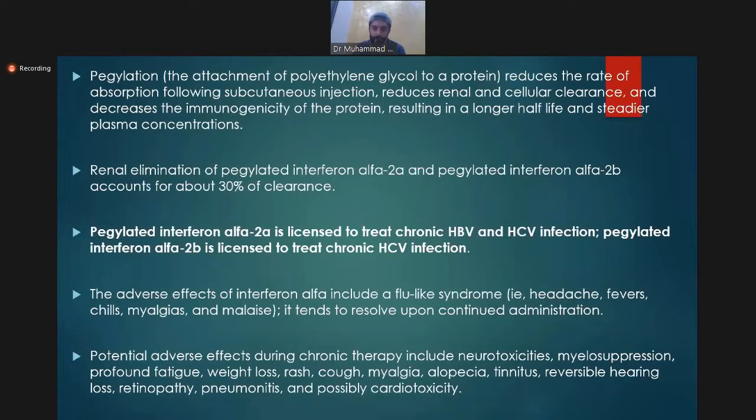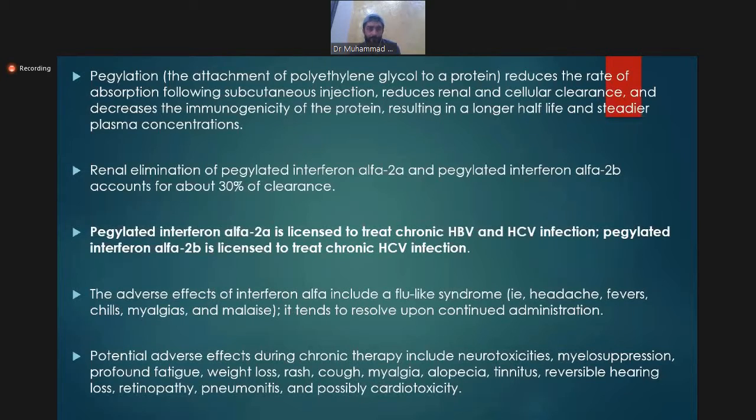Potential adverse effects during chronic therapy include neurotoxicities, myelosuppression, profound fatigue, weight loss, rash, cough, myalgia, alopecia, tinnitus, reversible hearing loss, बहुत सारे हैं, retinopathy, pneumonitis, and possibly cardiotoxicity. So ये तो interferons हो गए, सही है.